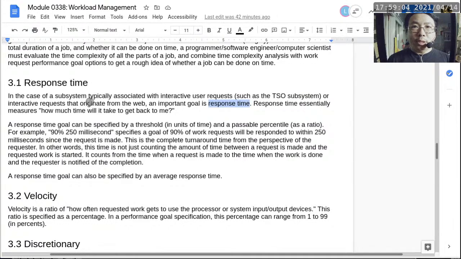The other one is live interactive requests originating from the web. Requests coming from the web, we usually refer to those as HTTP requests. HTTP stands for Hypertext Transport Protocol. It's not important to understand the protocol itself, but what is important is when you send something.